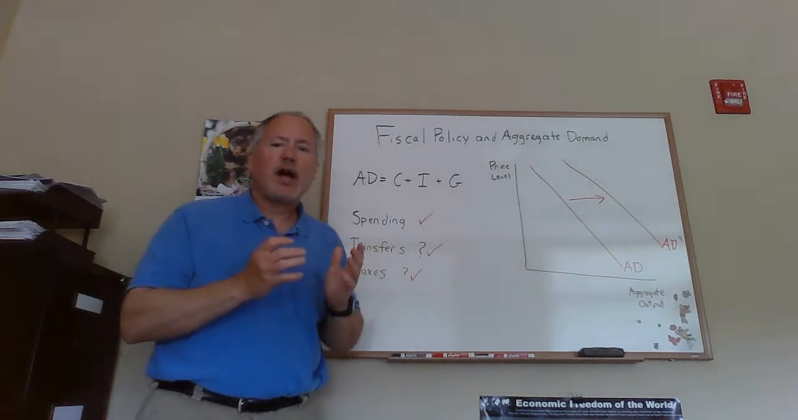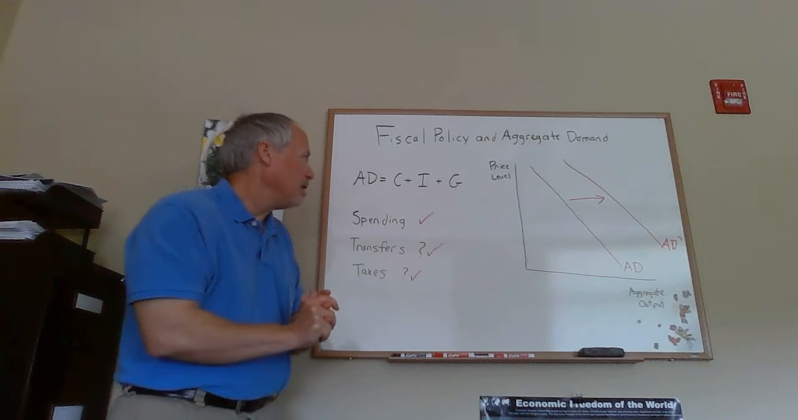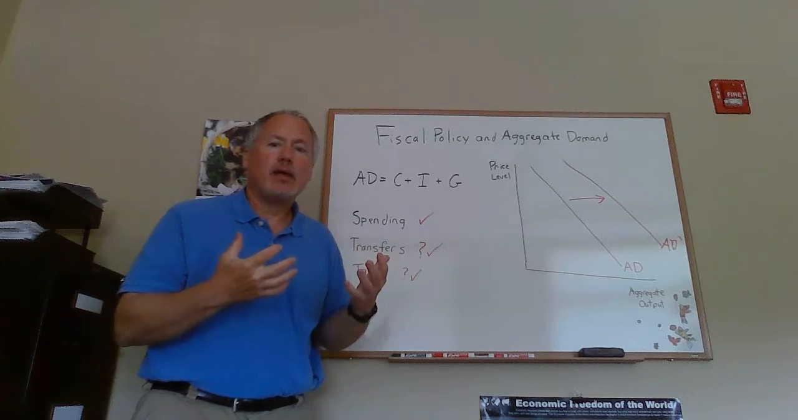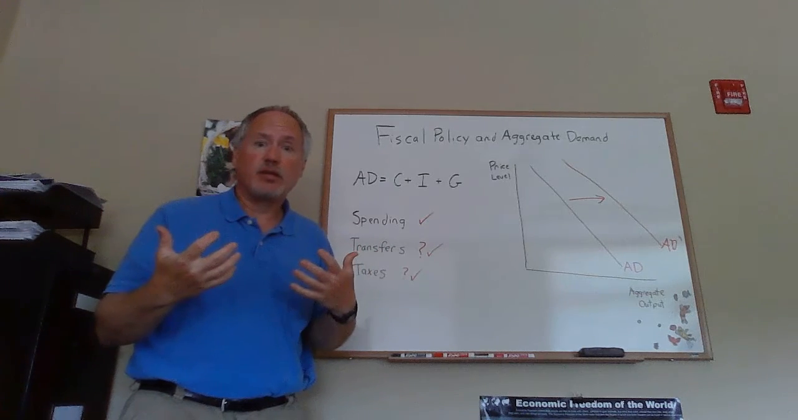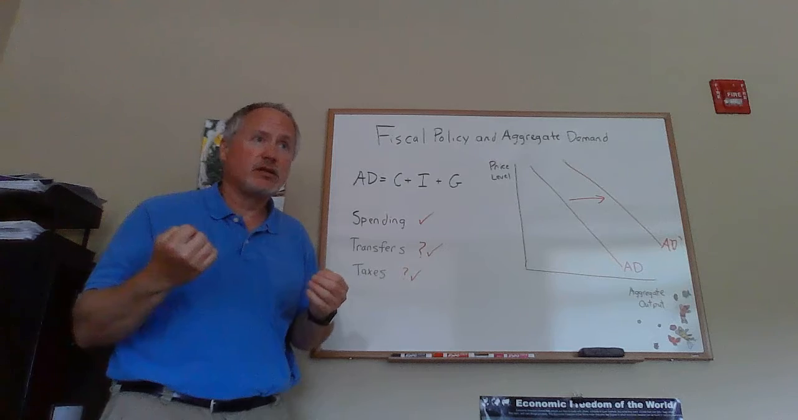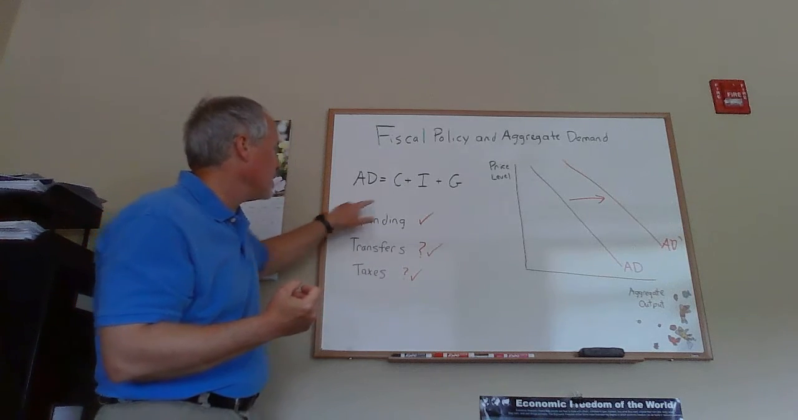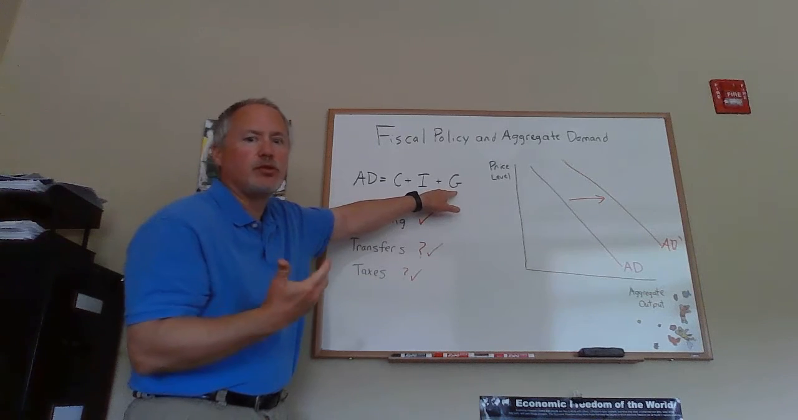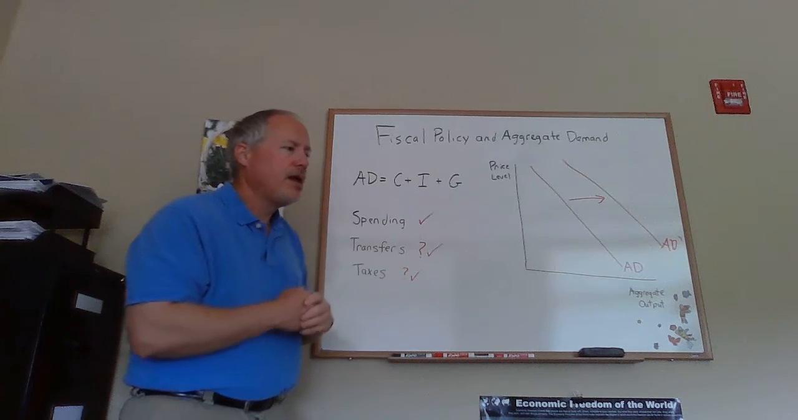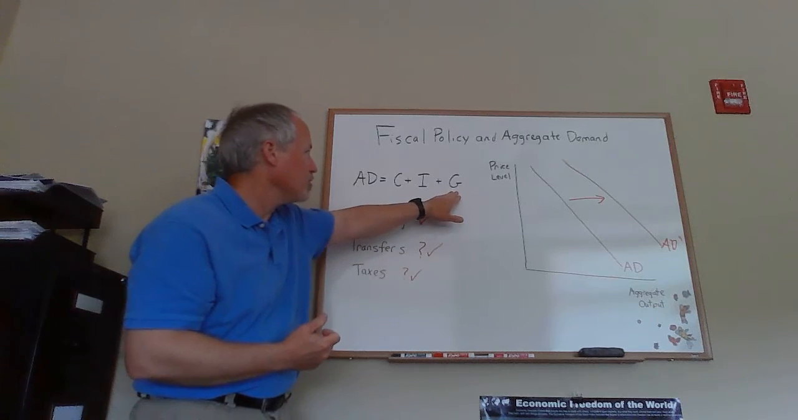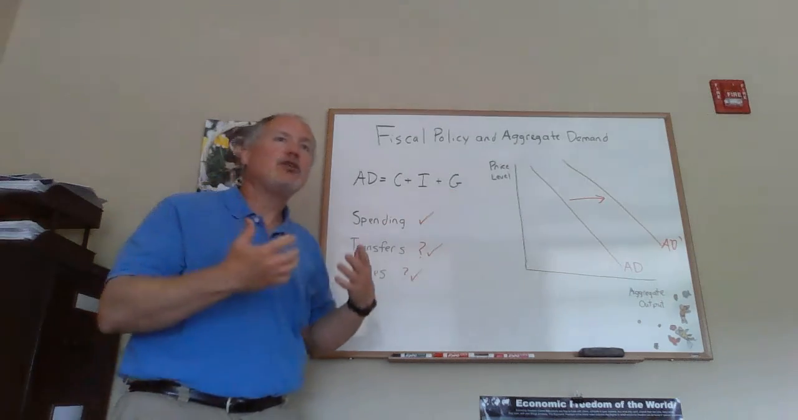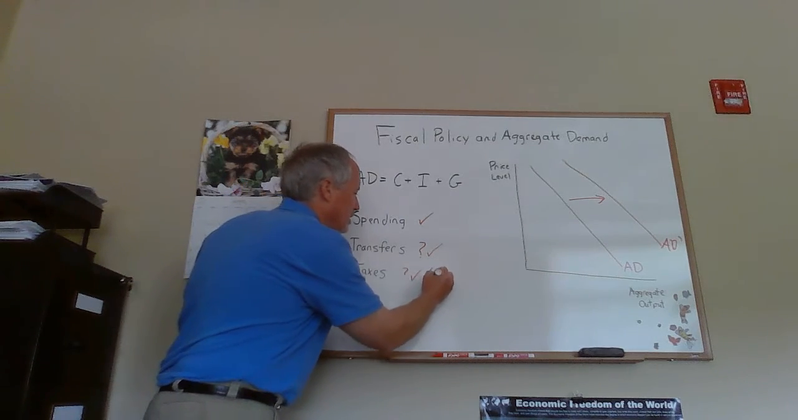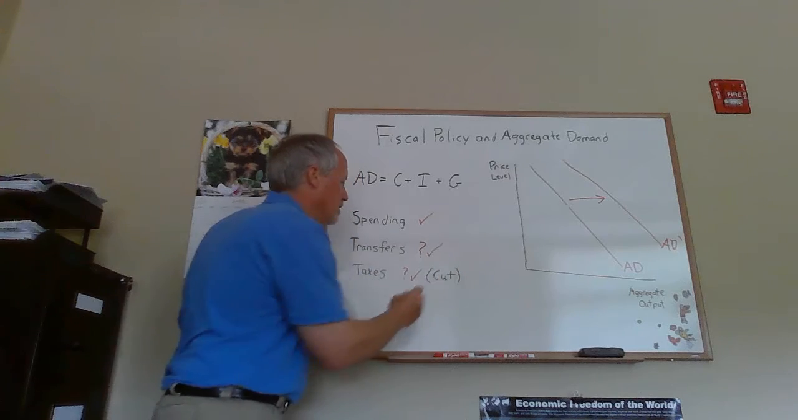Now, there's a complication about this fiscal policy here. Suppose government's going to increase spending, and then suppose they're going to balance their budget. If they're going to balance their budget, then they'll be increasing spending, meaning spending on goods and services, so that increases the G component. But what if they increase taxes?